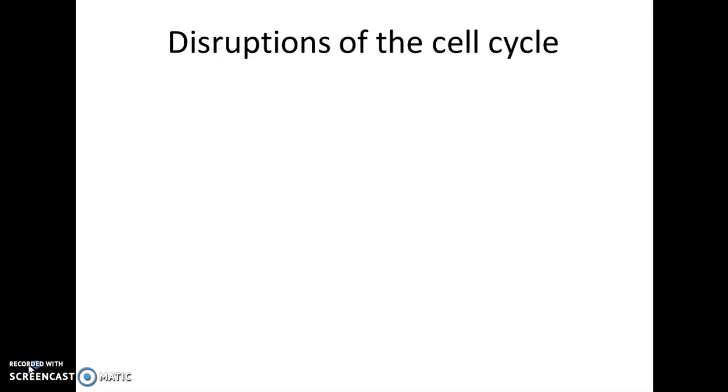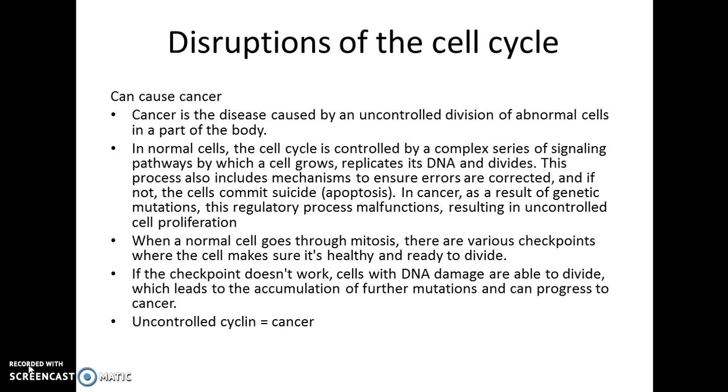Okay, so now we're up to the disruptions of the cell cycle, which the video is really about. So, Micah, what do you think happens when the cell cycle is disrupted? Cancer? Yeah, that's right, Micah. Alright, so disruptions in the cell cycle can cause cancer. So cancer is a disease in the body caused by uncontrolled division of cells.